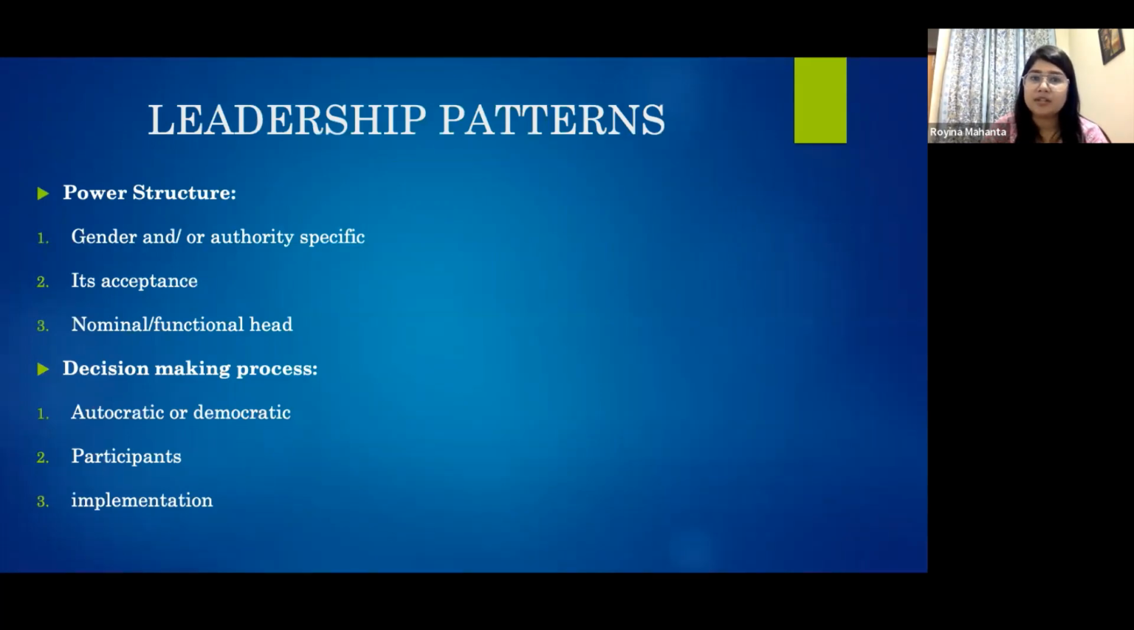Leadership patterns are basically divided into two parts. First, we talk about power structure. Who the leader is in a family can be on the basis of gender in some households. That is, male members are usually the ones to make decisions. That could be one example of gender-based authority or power. Sometimes it can also be specific to age. So the eldest member in the family, say, can hold more power, or somebody who has a very authoritative personality in the family is the one who holds power, and somebody who is soft-spoken may not hold power.